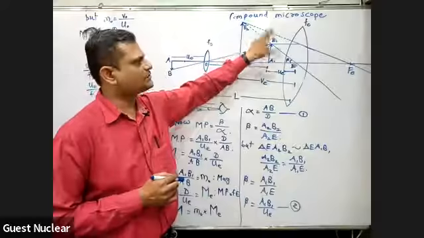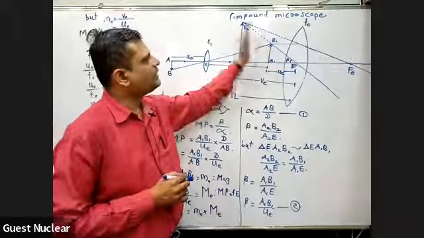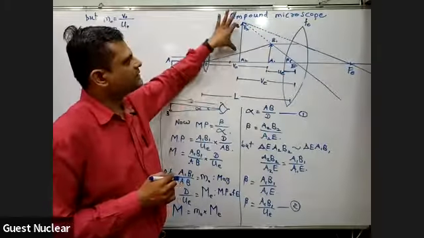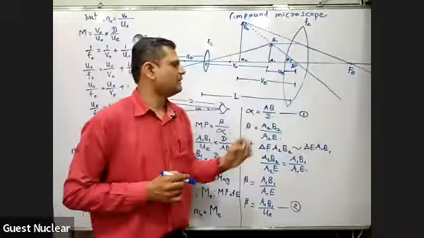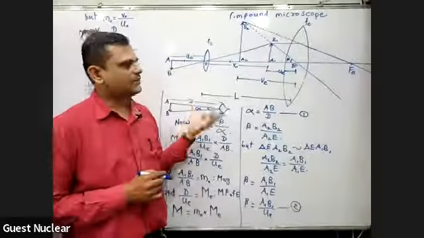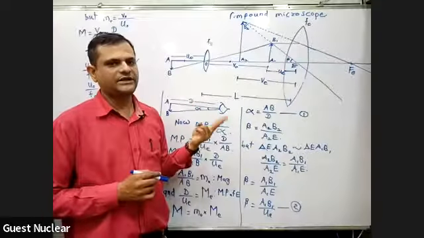Considering it as an object, it produces a new image of that object, and that is the final image actually, which is observed by the eyes from the eyepiece here. So that's why it's called a compound microscope, because the 2 times magnification takes place here.